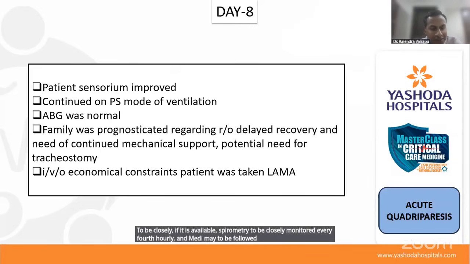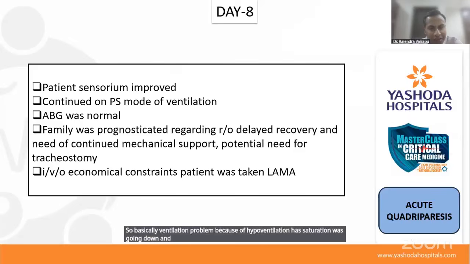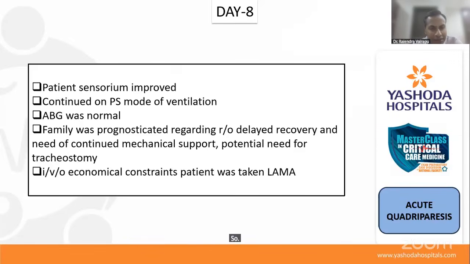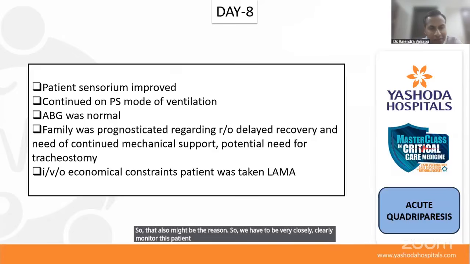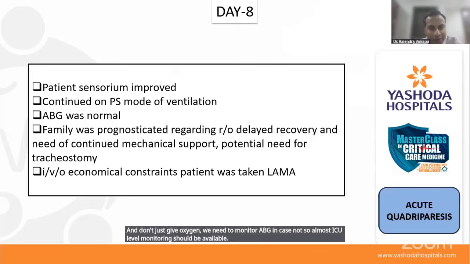And here the patient's saturation was going down, and they might have started oxygen, thinking that it's an oxygenation problem. So basically, it is a ventilation problem because of hypoventilation. Saturation was going down, and they were just keeping the oxygen. So that also might be the reason. So we have to very clearly monitor this patient's respiratory parameters fourth hourly, and you don't just give oxygen. We need to monitor ABG in case. So almost ICU level monitoring should be available in wards also.